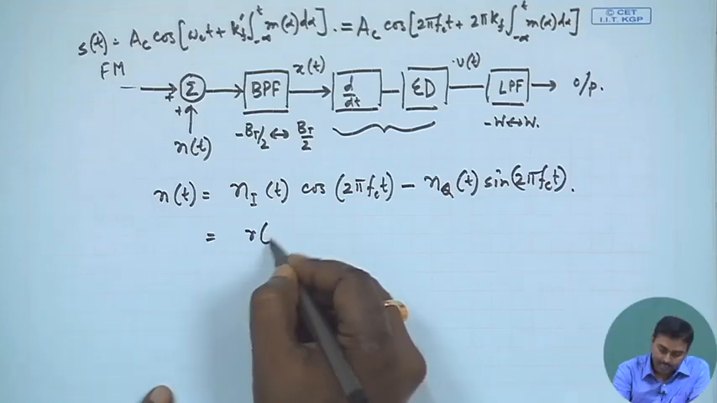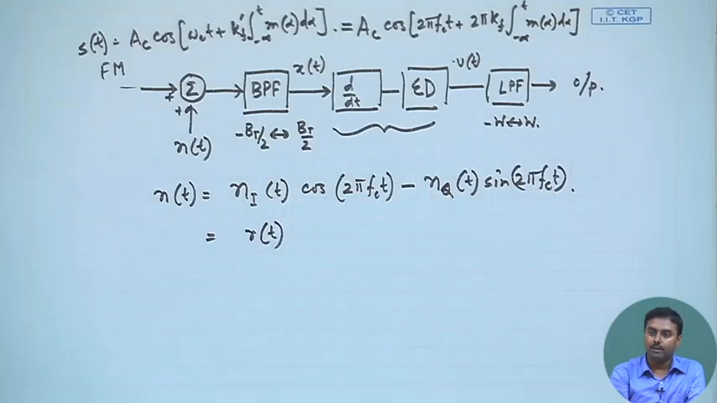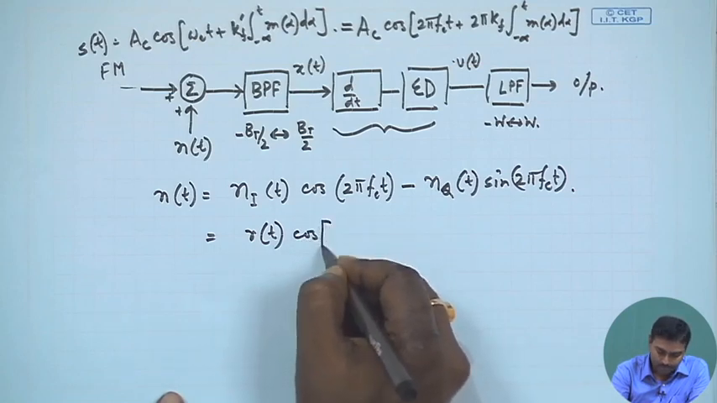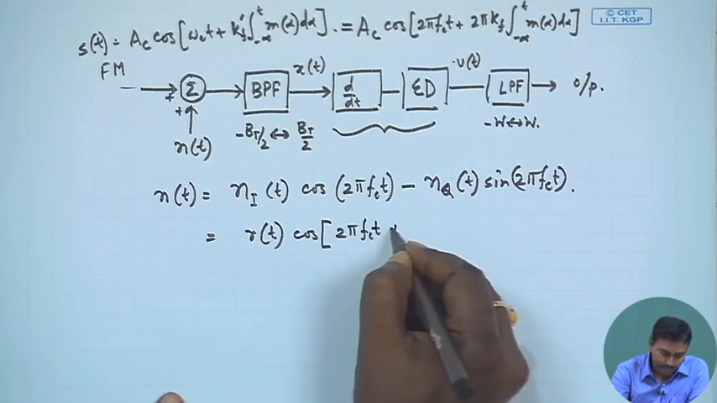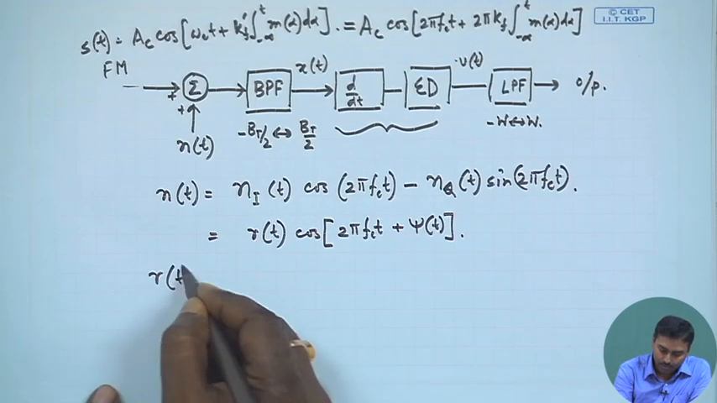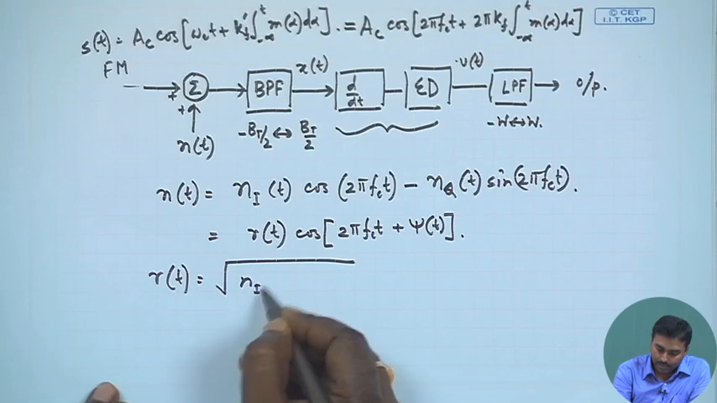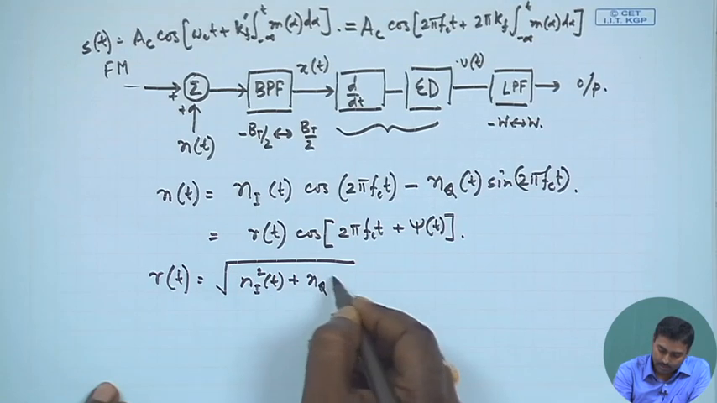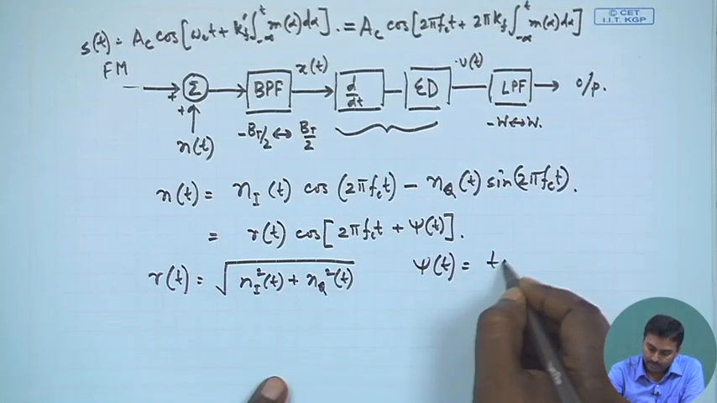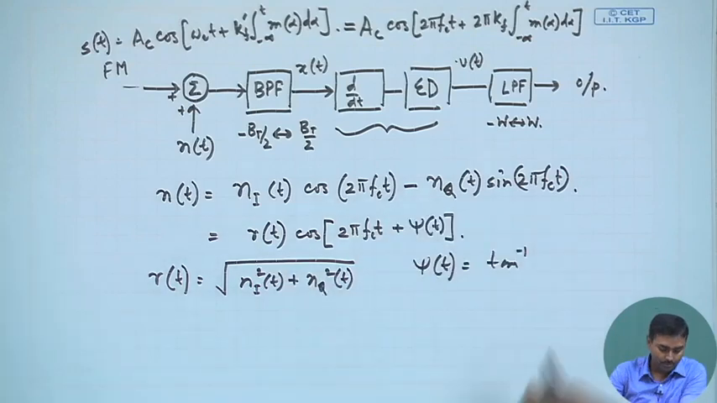And that is the band pass representation of that particular signal. Okay. This can further be written as R(t), as any summation or subtraction of two sinusoidals can be represented as another sinusoidal. So, this can be written as R(t) cos(2 pi Fc t plus psi(t)), right. Where of course R(t) you know already, it should be root over Ni(t) square plus Nq(t) square, and psi(t) must be tan inverse of this divided by this. So, it should be Nq.